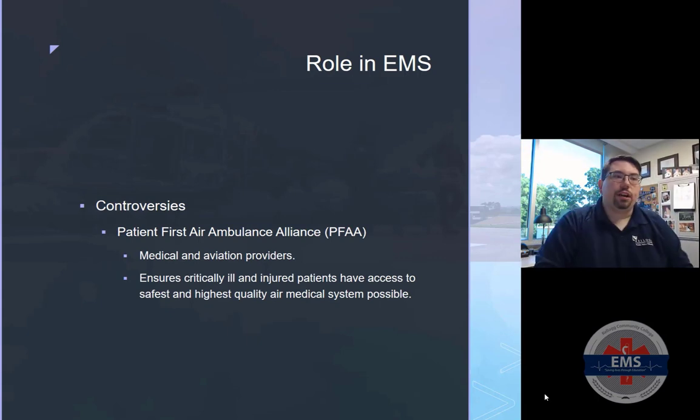Then we have the Patient First Air Ambulance Alliance. It's where we see medical and aviation providers kind of come together. Basically ensures that critically ill and injured patients have access to the safest and highest quality form of air medical transport possible.